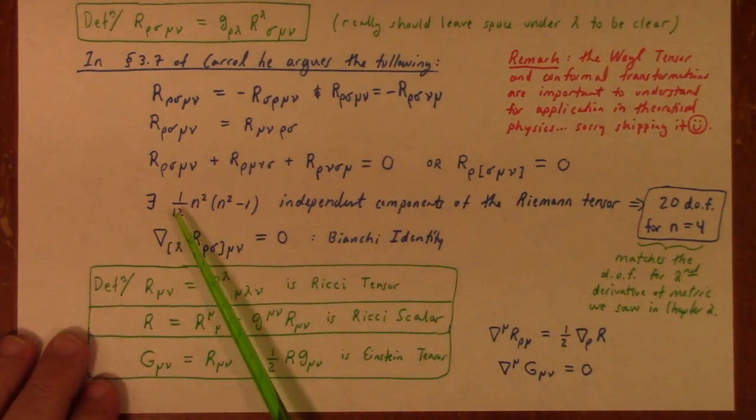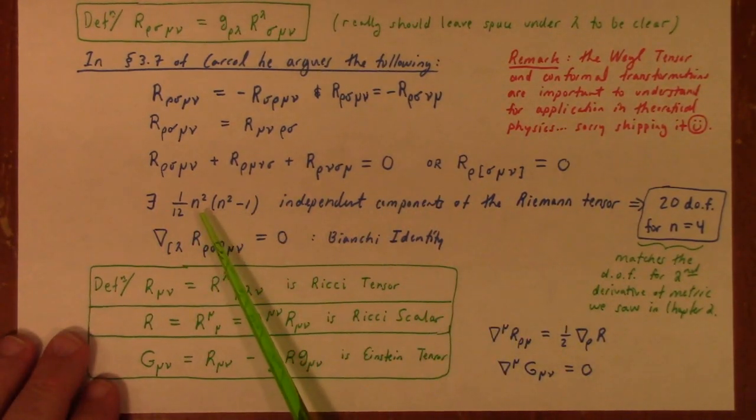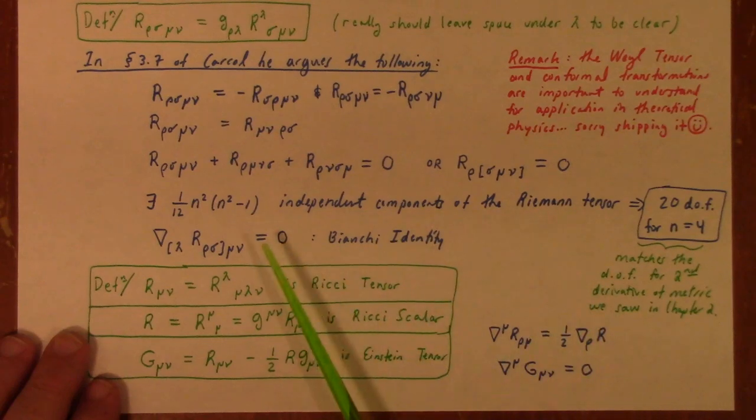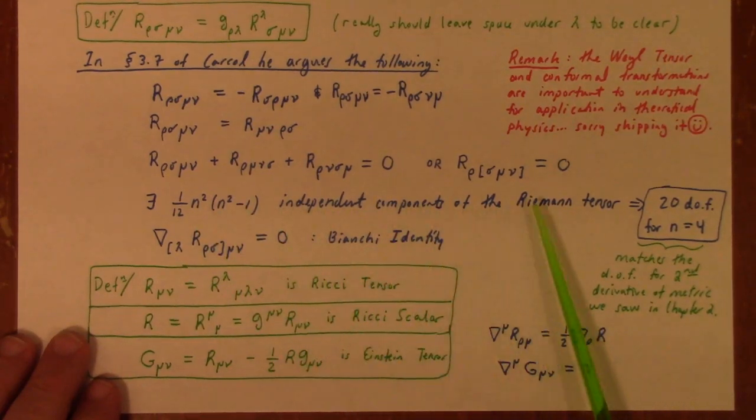This takes Carroll a little while, but he argues that there are 1/12 n squared times (n squared minus 1) independent components of the Riemann tensor. So in dimension 4, that gives you 20 degrees of freedom. That's not an accident. That nicely matches the degrees of freedom for the second derivative of the metric that we saw back in chapter 2.